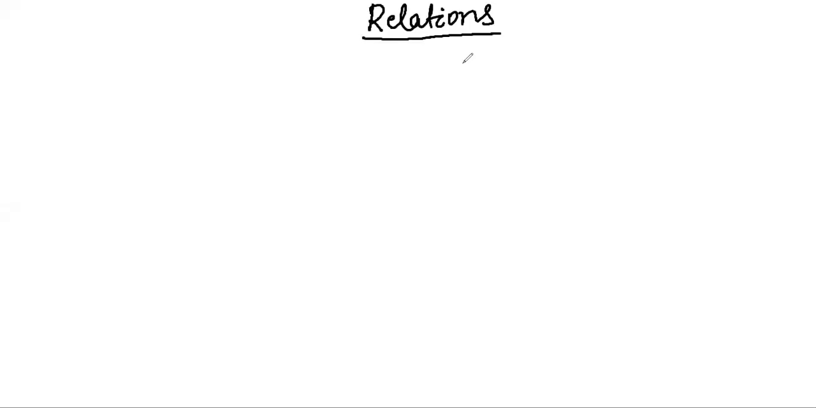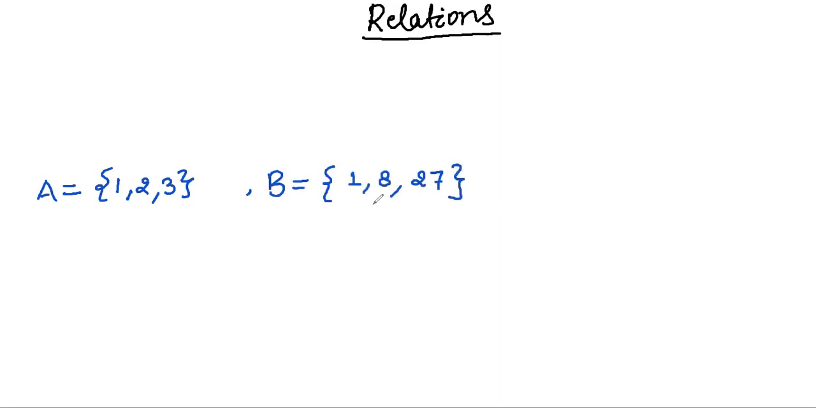So we will consider two sets. First we will take an example, then the definition. First set I am taking here, set A, with elements 1, 2 and 3. Now second set I am taking here, set B, with elements 1, 8 and 27. These two sets we will take.